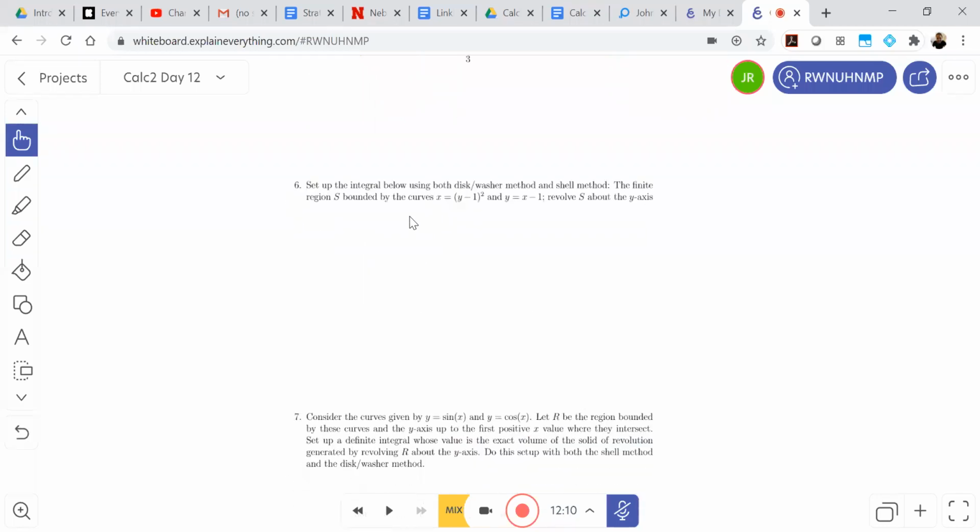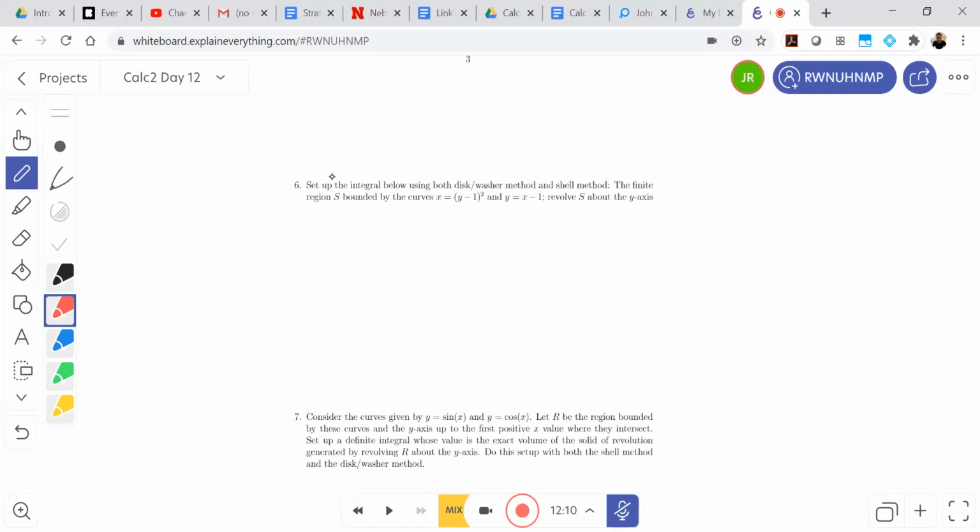Problem 6 asks us to set up an integral in both ways. So set up the integral below using both the disk/washer method and the shell method. This is a great example of seeing how we can look at the same problem through two different viewpoints. And let's see if we can figure this out. All right.